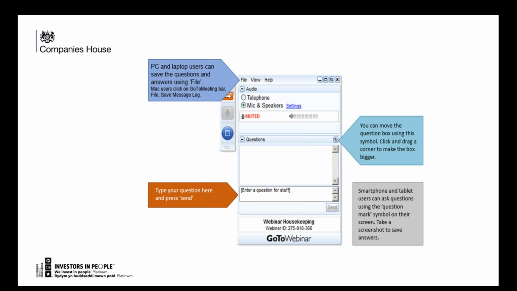In today's webinar, we're going to be looking at what you need to know if you're thinking of starting a community interest company. We'll have a couple of polls as we go through today's presentation, so if you want to join in there, then please do so.